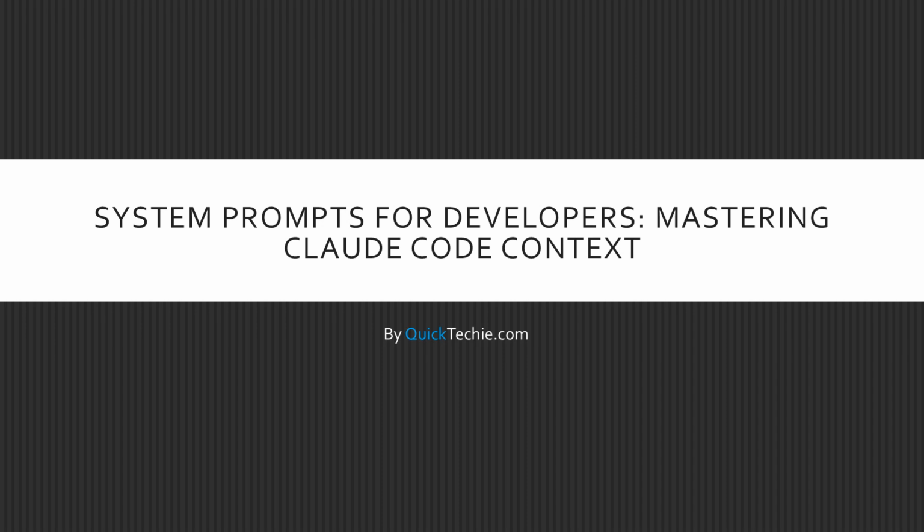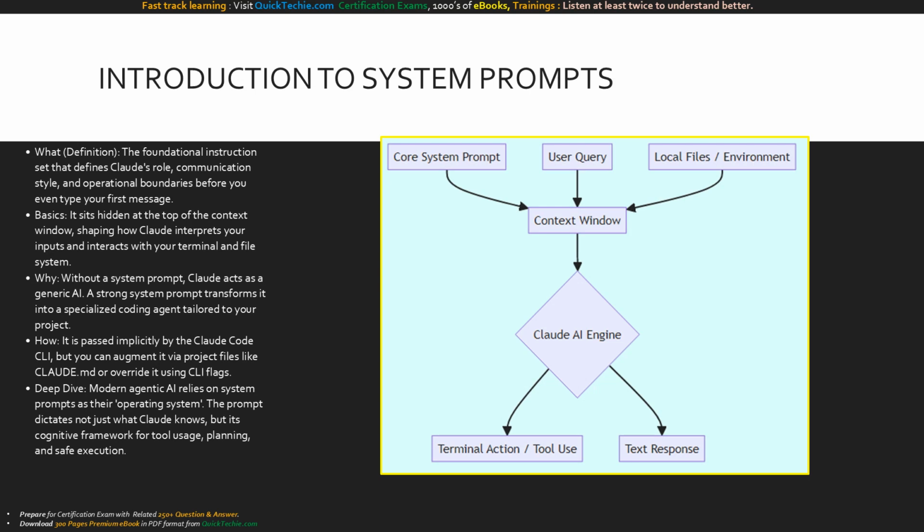Welcome, developers. Today, we are going to unlock the hidden control layer of Claude Code: system prompts. If you want Claude to act like a senior engineer tailored to your exact stack, rather than a generic assistant, you need to master the instructions that govern its behavior. Let's get started. Let's start with the foundation.